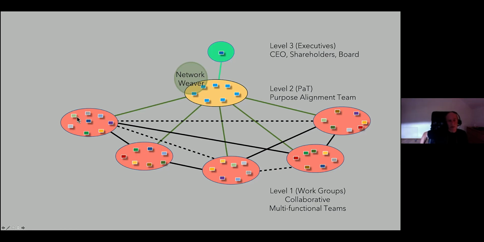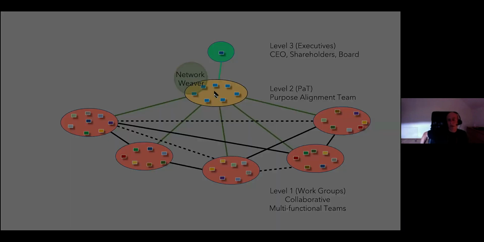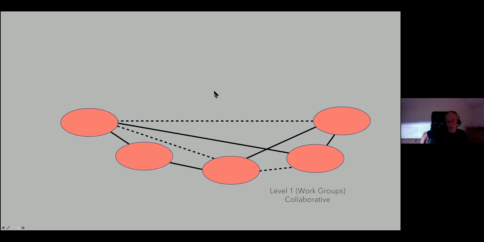Once that one's working, I would then start to encourage this group to start working in a similar way. And they can teach each other at this level and also bring their people in at the purpose alignment team. Taking this one step at a time approach is very important.